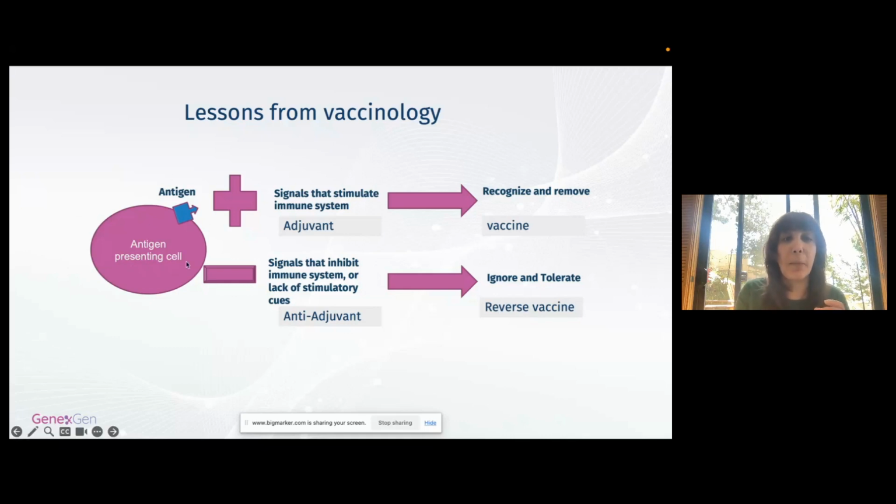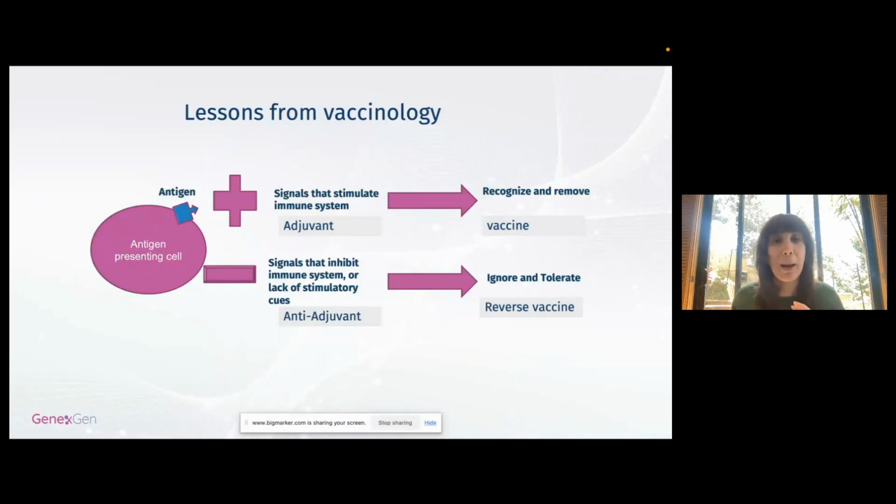This antigen is picked up by professional cells that are called antigen-presenting cells. Dendritic cells and macrophages are among those antigen-presenting cells. Once the antigen is picked up by the antigen-presenting cells, it's processed and presented at the surface. It requires additional signals to activate the immune response. In vaccines, there are adjuvants that are incorporated in the formulation, that play the role of providing that additional stimulation for the immune system. And that's how the immune system evolves to recognize and remove the antigen.